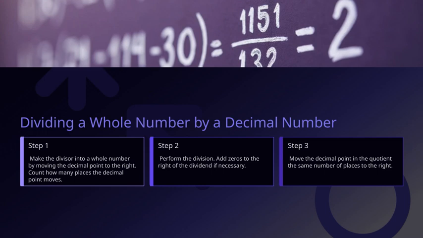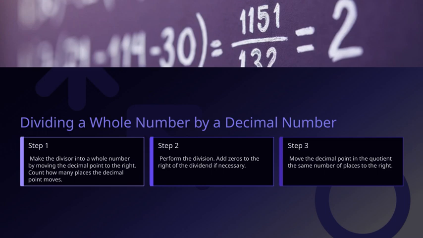It's important to count exactly how many places we move the decimal point, because we'll need to do the same later. Next, we perform the division as usual. If necessary, we add zeros to the right of the dividend to make the division easier and to ensure accuracy. Finally, we adjust the decimal point in the quotient. We move it to the right the same number of places we moved the decimal in the divisor. This keeps our answer accurate and consistent with the original problem.